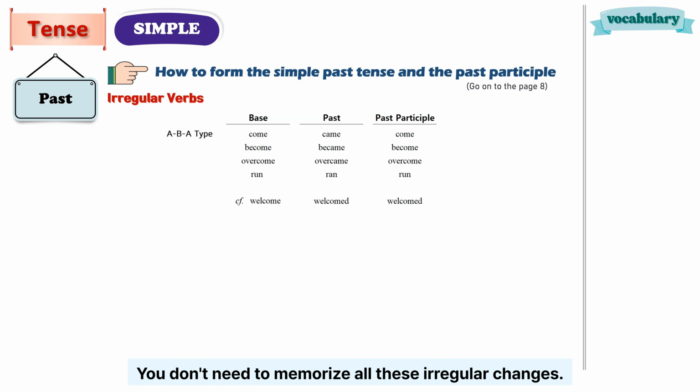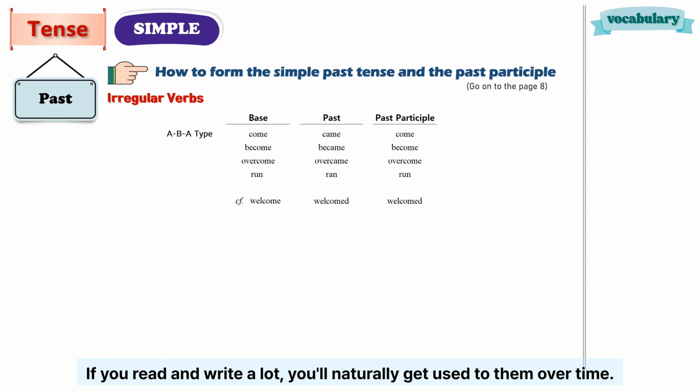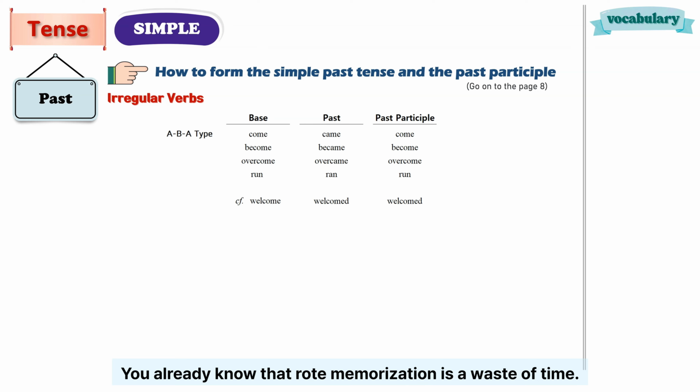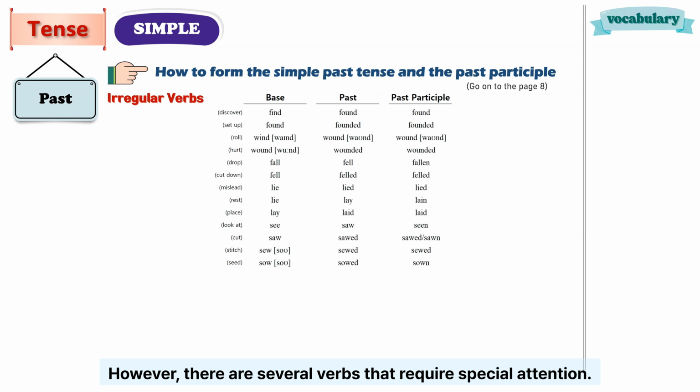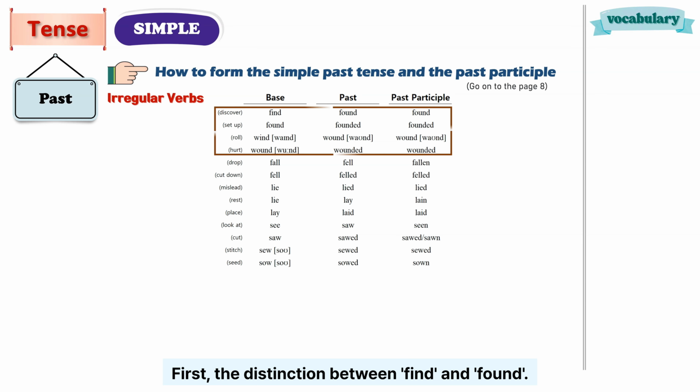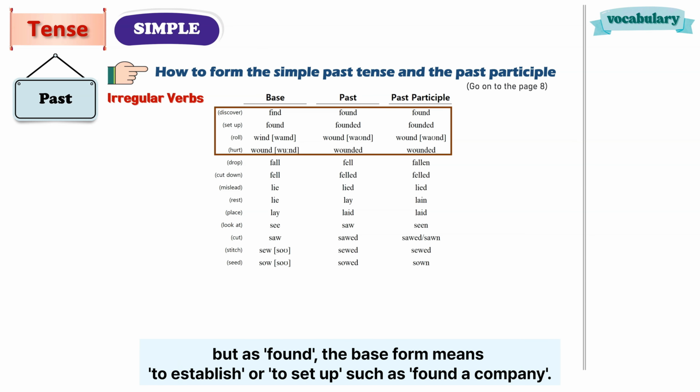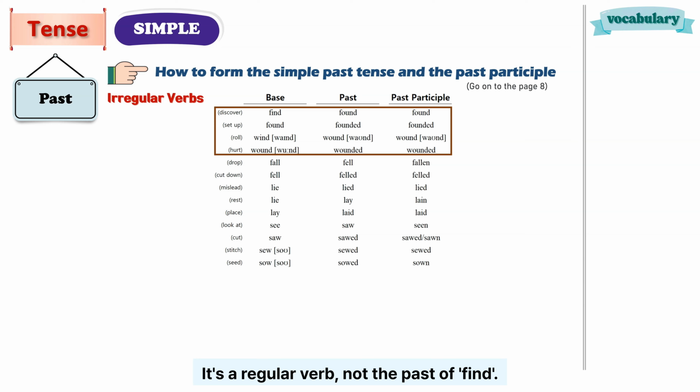You don't need to memorize all these irregular changes. If you read and write a lot, you'll naturally get used to them over time. You already know that rote memorization is a waste of time. However, there are several verbs that require special attention. First, the distinction between find and found. As a base verb, find means to discover, but as found, the base form means to establish or to set up, such as found a company. It's a regular verb, not the past of find.